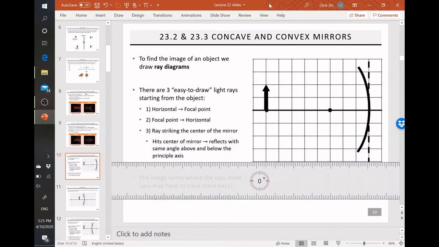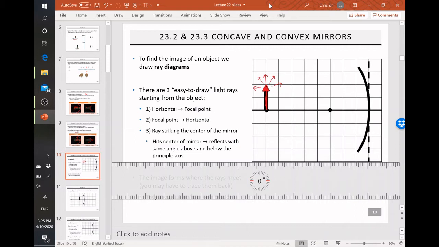The idea is going to be similar to what we did with the flat mirrors. I have an object, in this case an arrow. Let's say that this arrow represents a candle. So I have a candle, and at the top of the candle I have the flame, and that flame is emitting light in all directions. I need to study how this light goes toward the mirror, reflects off of the mirror, and then I have to study those outgoing reflected light rays.